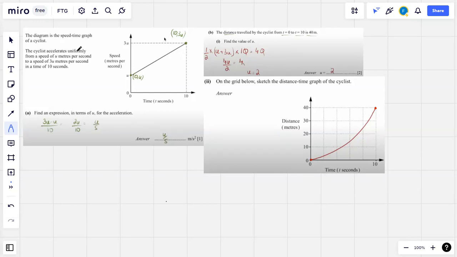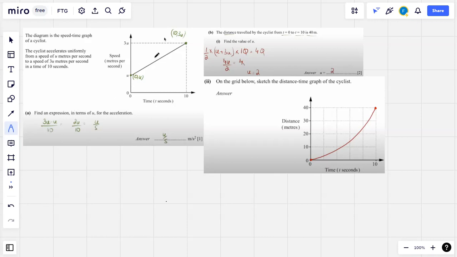The question says that a cyclist accelerates uniformly from a speed of u meters per second to a speed of 3u meters per second in the time of 10 seconds. So we have a journey in the form of a speed time graph. The cyclist at the start has a speed of u meters per second and then accelerates to a speed of 3u meters per second in 10 seconds. In the first part, we have to find an expression in terms of u for the acceleration.